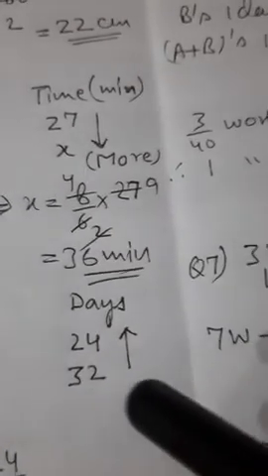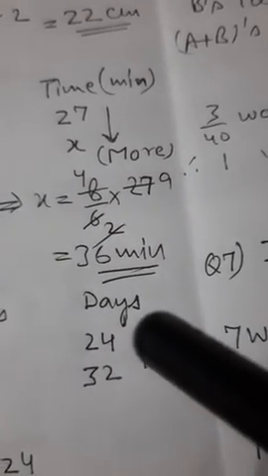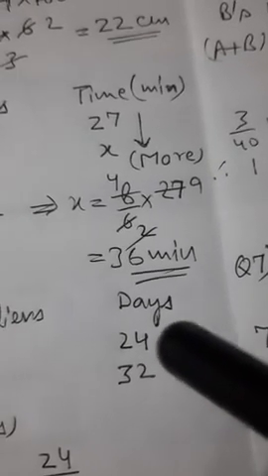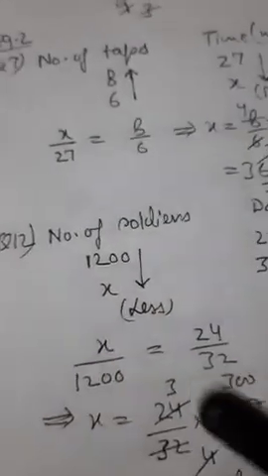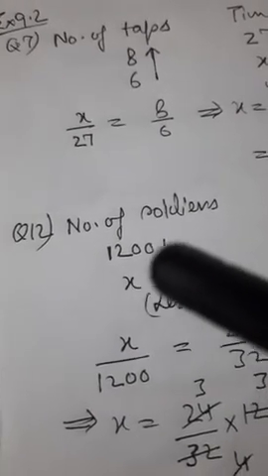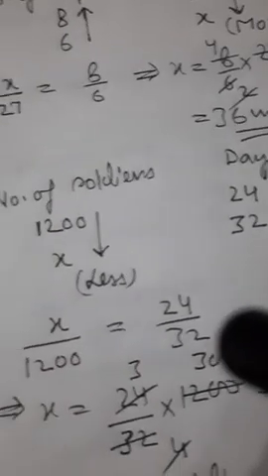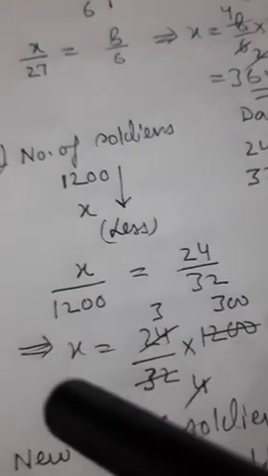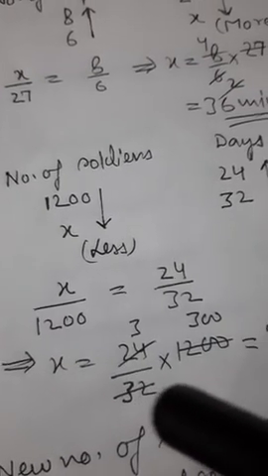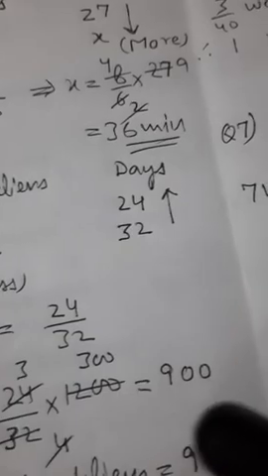So here also the arrow should point towards less. 24 is less out of these two numbers, so the arrow should point towards 24. Now let us write head upon tail. So head upon tail, x upon 1200 equal to 24 upon 32. We solve by cross multiplication and we get x as 900.